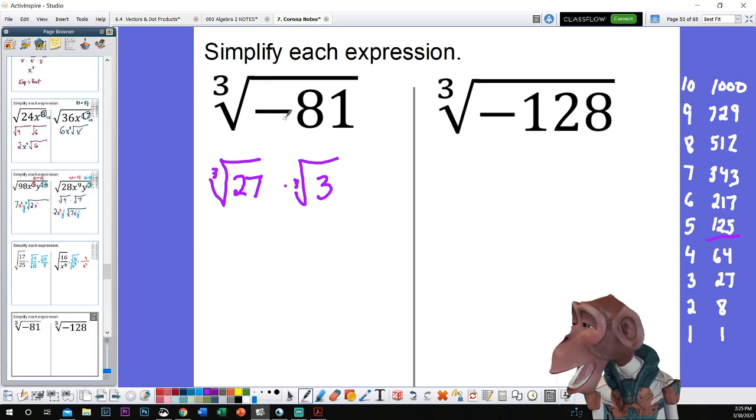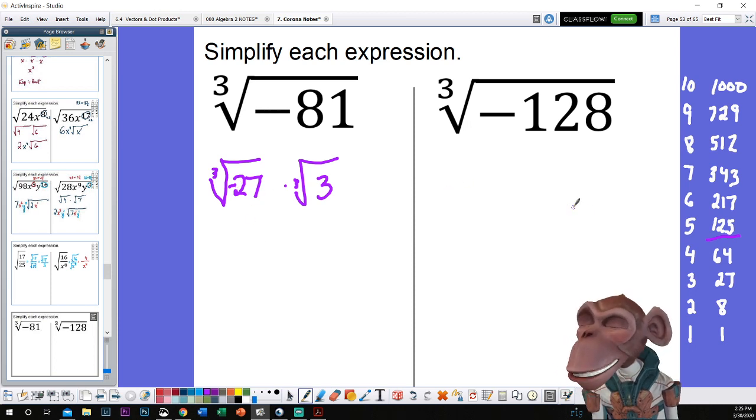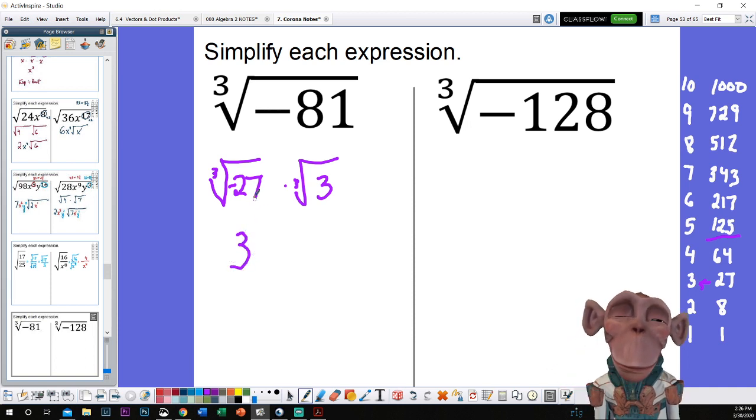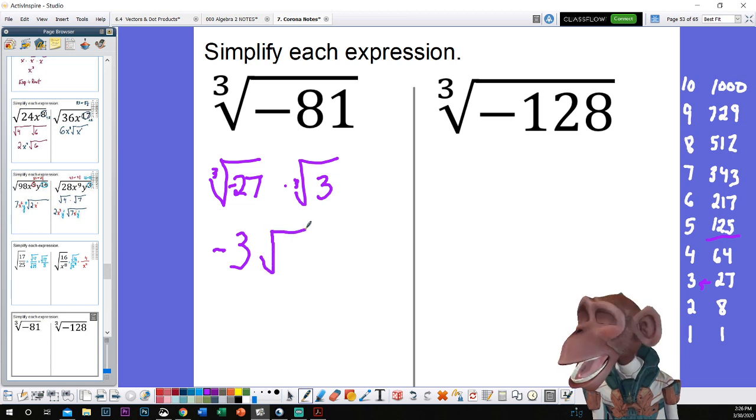Now this was a negative 81, so I'm going to put a negative here with my 27. So on your calculator or in your brain, probably in your brain because it's even easier, 27's cube root is 3. So instead of this, I'm going to put 3, and because there was a negative sign here, I'm going to put a negative 3. Then for this, just like we did before, we're just going to copy it because we don't know what it is reduced. It is already reduced for us.